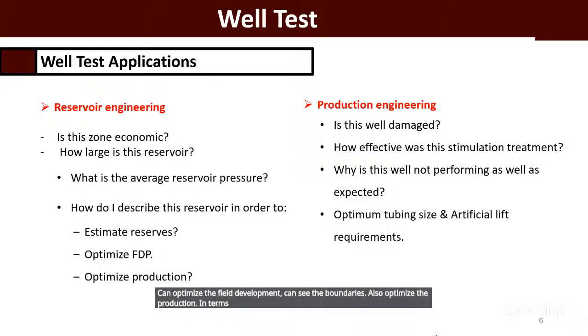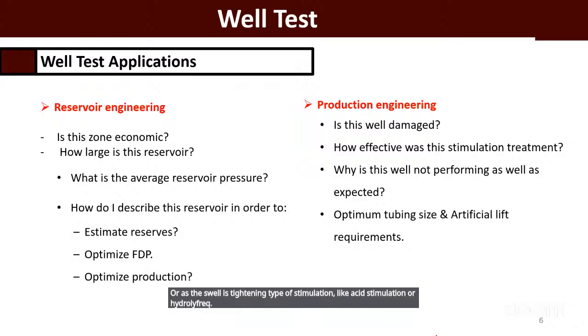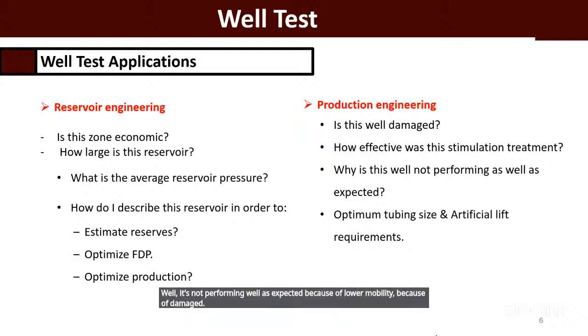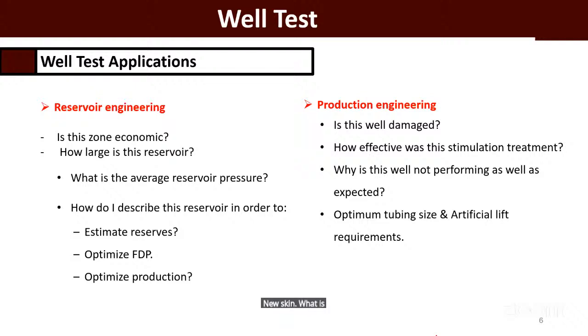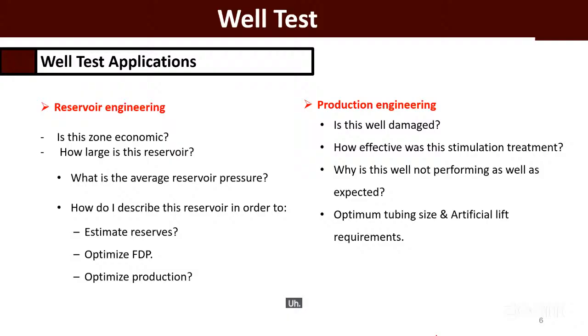In terms of production engineering, is this well damaged or is this well tight, and what type of stimulation does it need, like acid stimulation or hydraulic fracturing? Why is this well not performing as expected, because of low permeability or because of damage, the skin? What is the optimum tubing size and artificial lift? Because we can generate the IPR from the pressure points that we are going to have from the well test.